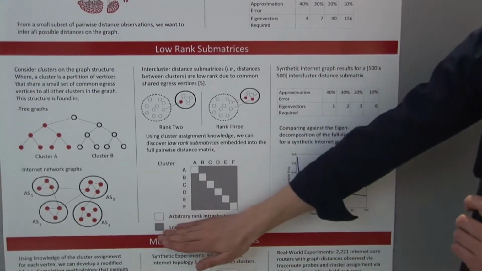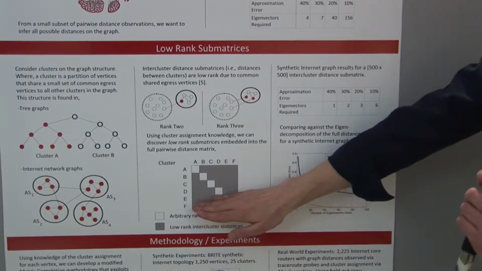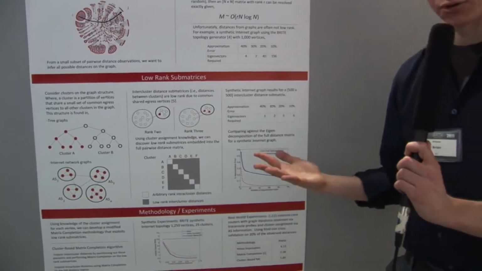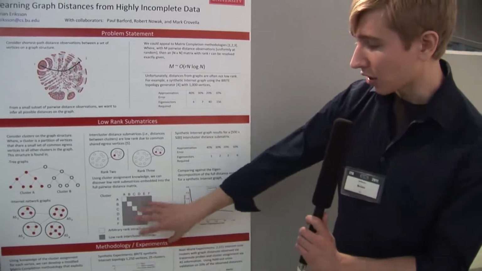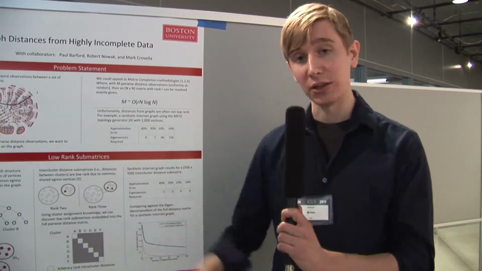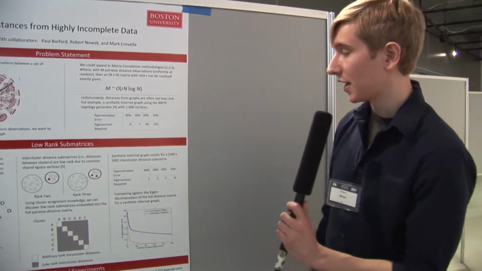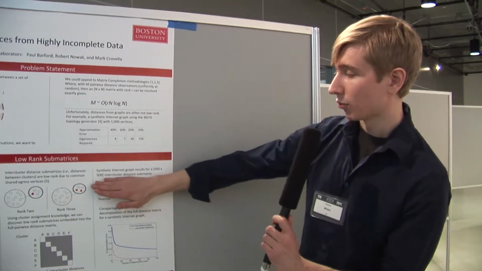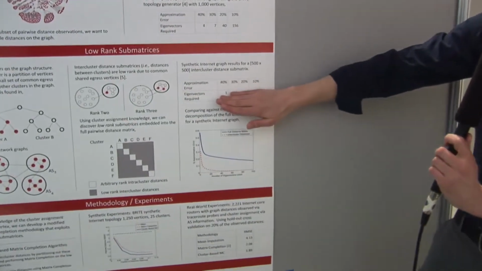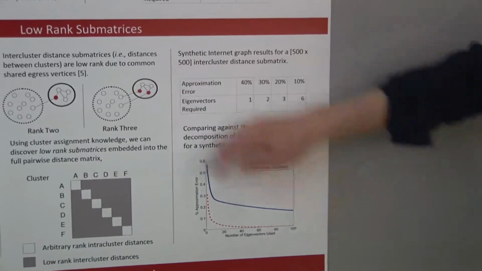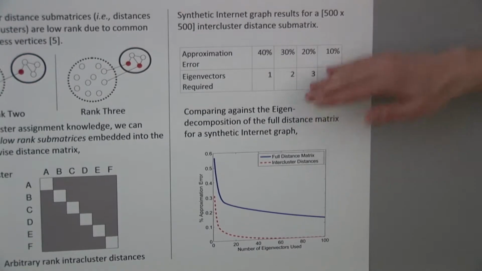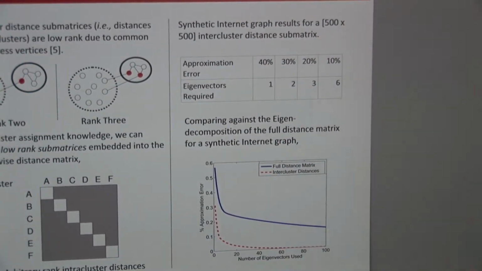If you reorder this distance matrix using, say, these 6 clusters here, what do you find? On the diagonal, you have intra-cluster distances, which are of arbitrary rank that we're not saying anything about. But on the off-diagonal, we have low-rank intercluster distances, the distances between these clusters. If you look at a synthetic internet graph and ask what is the rank of these intercluster distances, we find that to get 20% approximation error on this 500 by 500 matrix, you only need 3 eigenvectors. To get 10%, you only need 6, a significant reduction over the full hop count matrix.